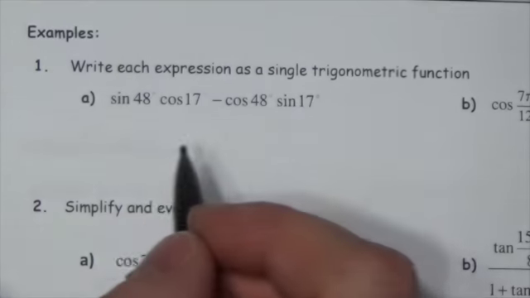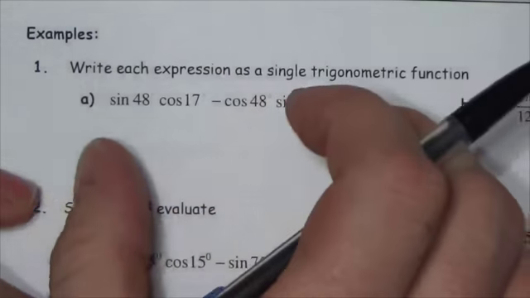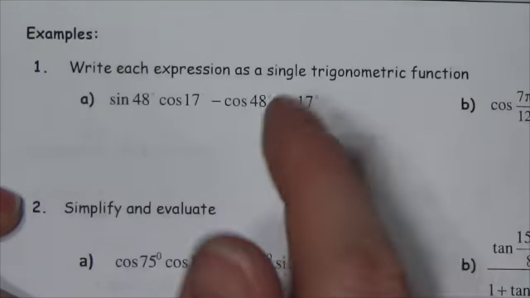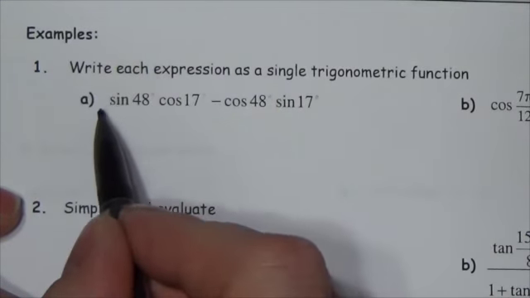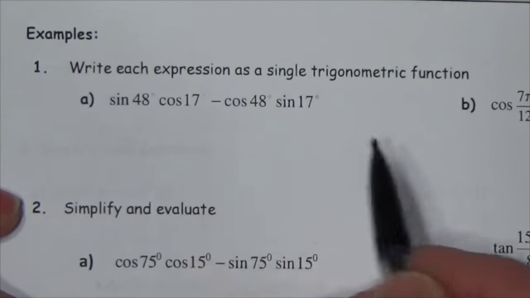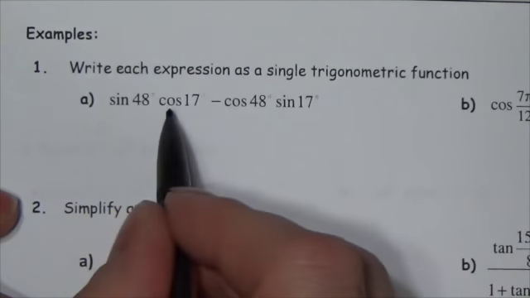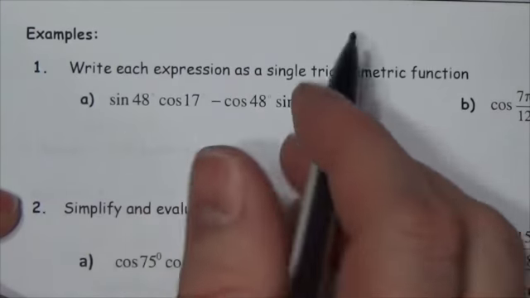Sine of 48 degrees multiplied by the cosine of 17 degrees minus the cosine of 48 degrees times the sine of 17 degrees. Okay, so in this case, the trick to writing this as a single trigonometric function is just recognizing the pattern. So I've got sine cos minus cos sine. Now, sine cos, cosine, I'm changing the operations.